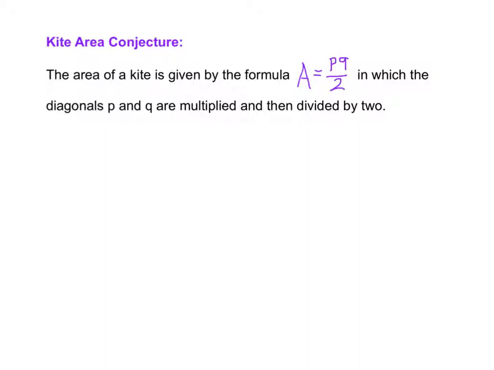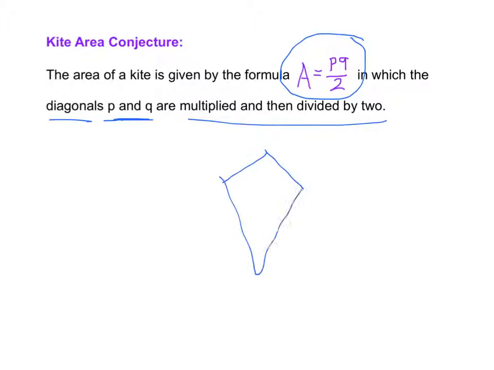The area of kites is sort of interesting. The kite area conjecture tells us that the area of a kite is given by the formula A equals P times Q over 2, in which P and Q are the diagonals, multiplied and then divided by 2. If we have a kite like this, then the diagonals, which are the lines going here and here, we can call one P and one Q. We're going to multiply these and divide them by 2 to get the area of the kite, which is different from our other quadrilaterals.